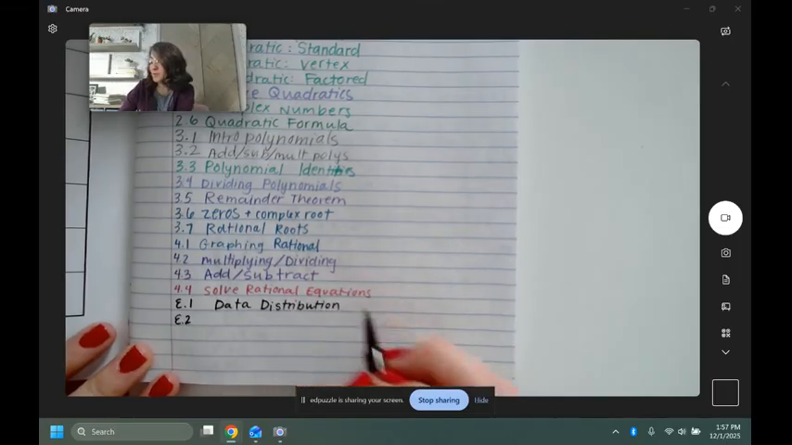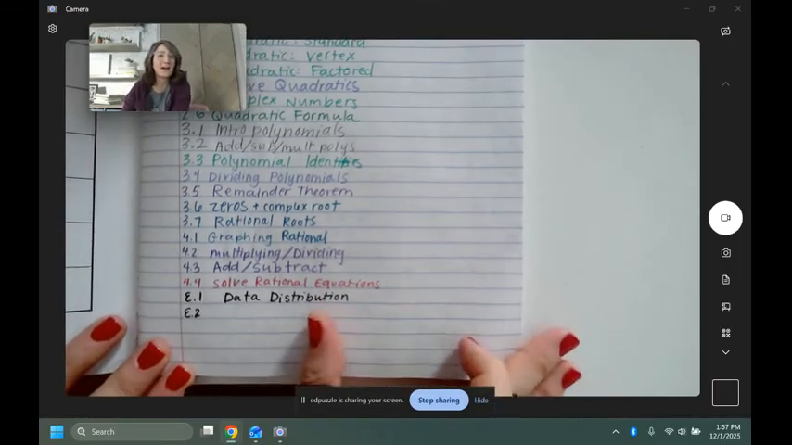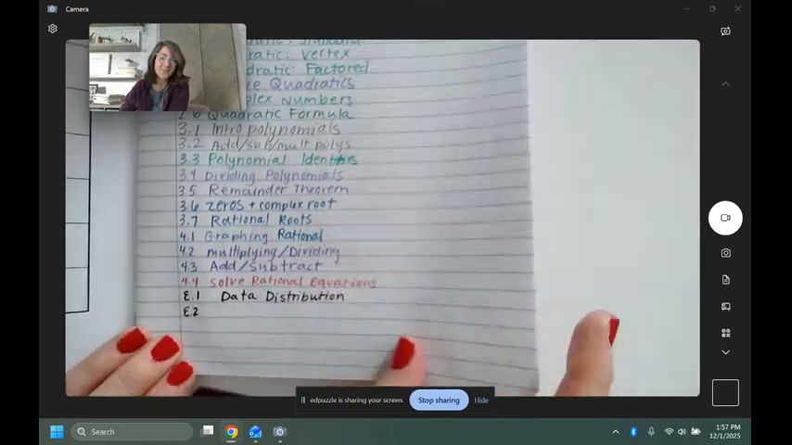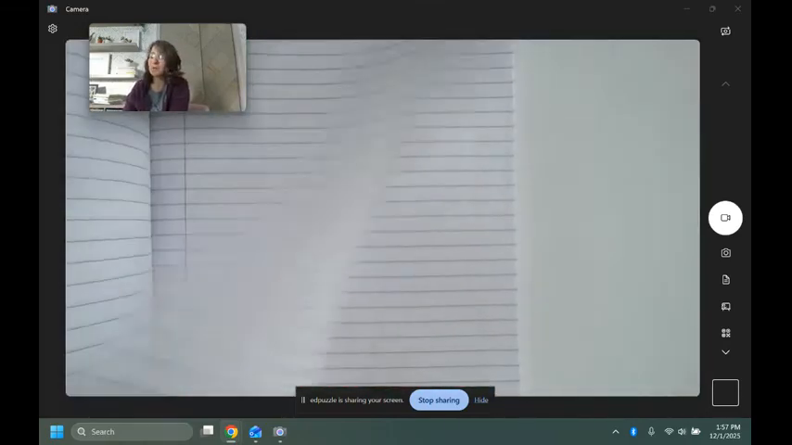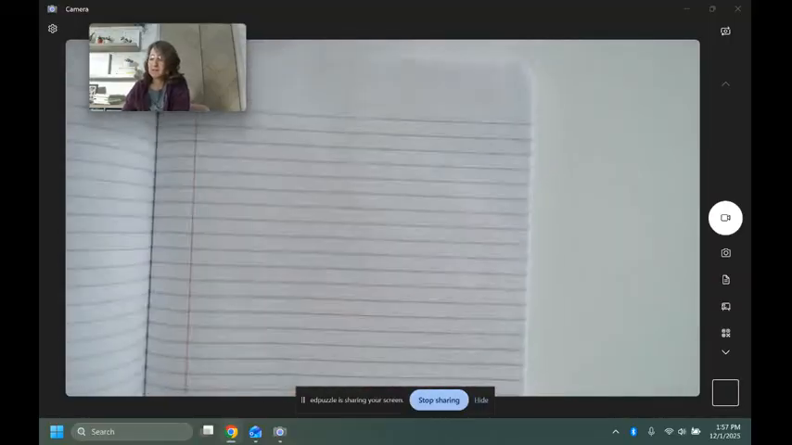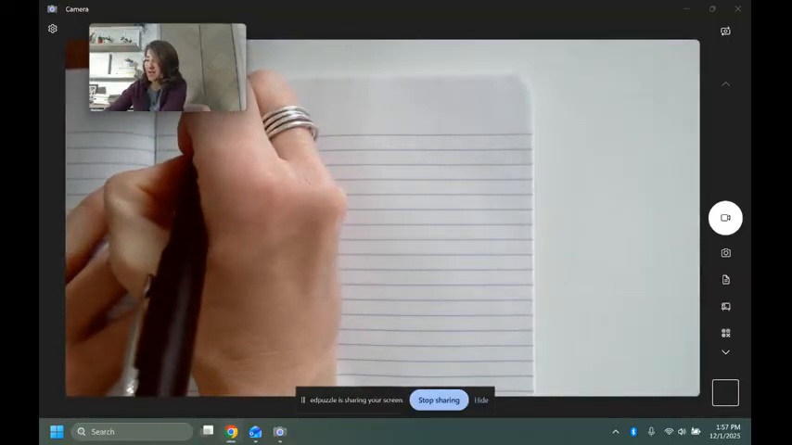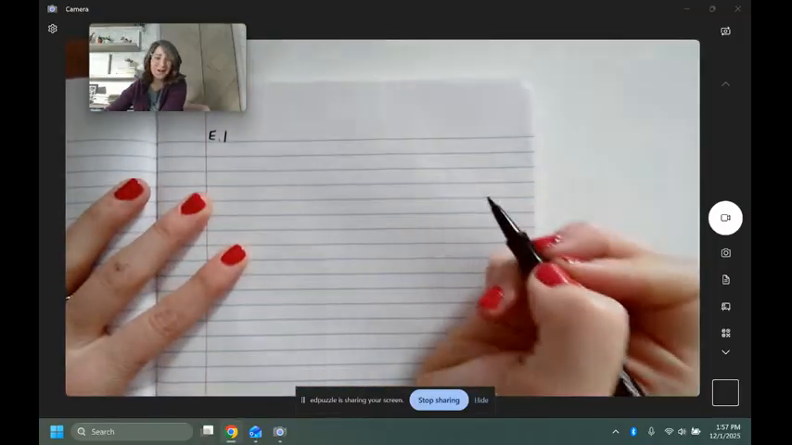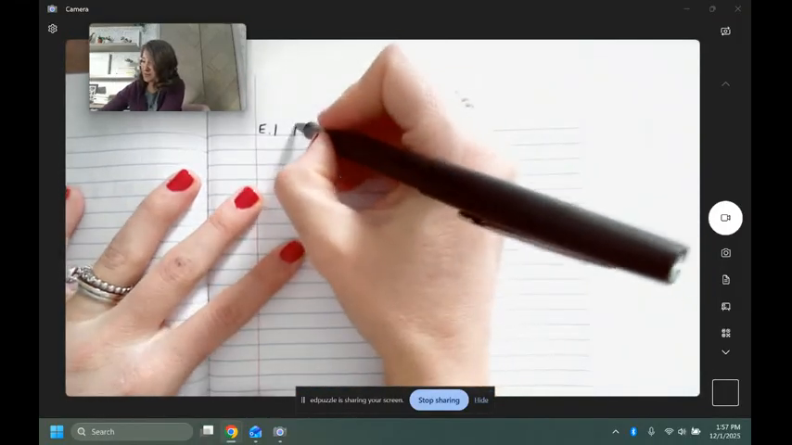But there will be questions about this on your final exam. It's not enough to have a whole unit, but it's enough for a little to do here. So extra unit number 1, data distribution.